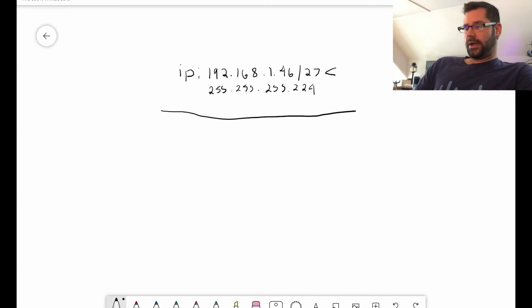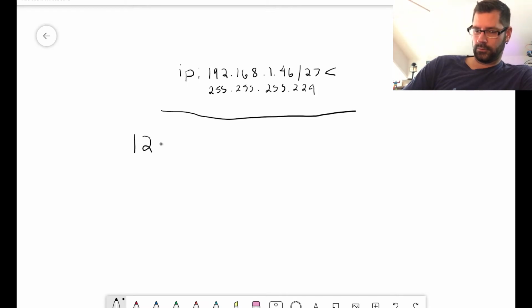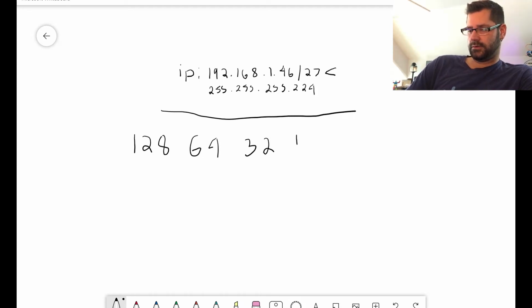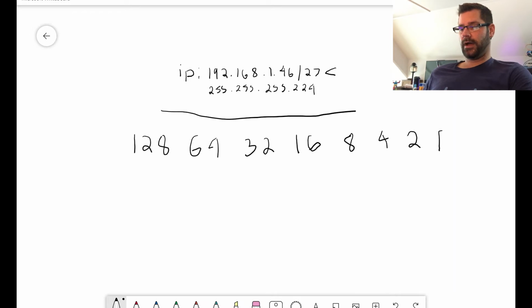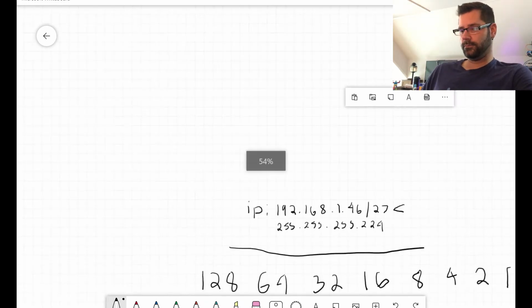Okay, so we need to find the network ID and the broadcast. So just like in videos 1 and 2, you want to start with your chart. So we're going to write out 128, 64, 32, 16, 8, 4, 2, 1. So remember, binary works in powers of 2.